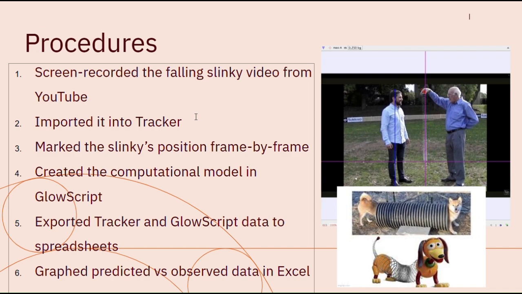So these are the procedures. I began by screen recording the following slinky video from YouTube, then I uploaded it to Tracker and marked the position of the slinky frame by frame. Then I created a computational model in GlowScript to generate the predicted trajectory. I collected data from both Tracker and GlowScript, exported them into spreadsheets, and then compared the observed and predicted data in Excel.